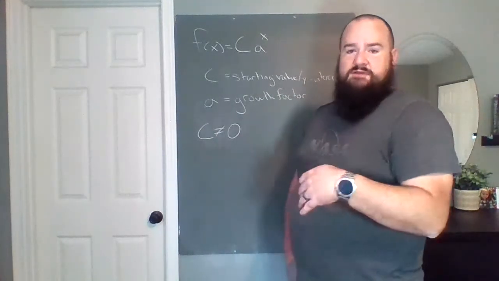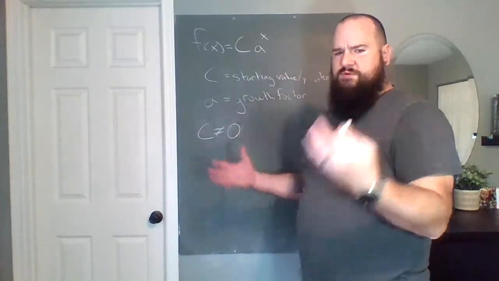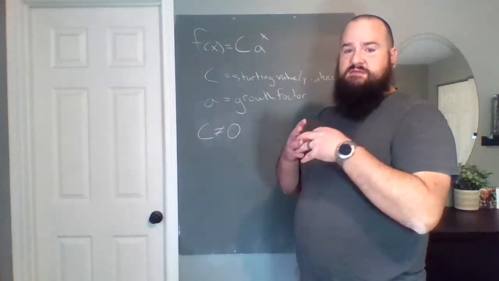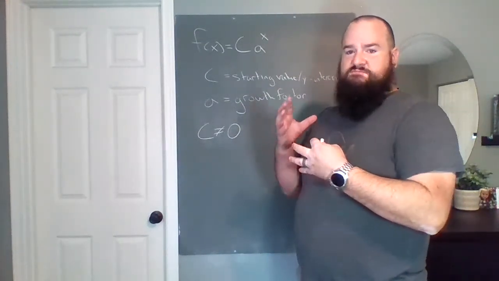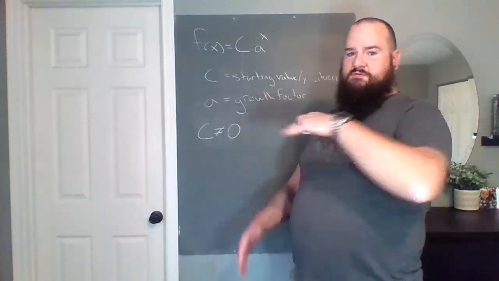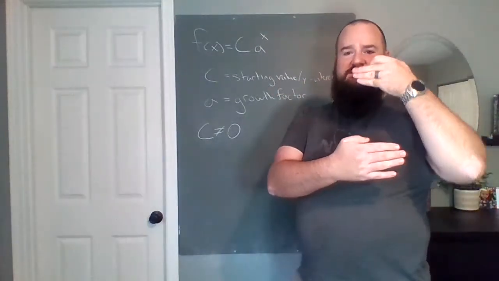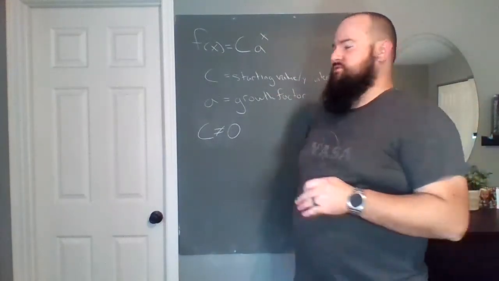Now c can be negative, and if it is, for pretty much the entire lesson, we're going to talk about c being positive. If c is negative, just flip everything. So in other words, instead of it going up like this, it goes down like that. Because all that c being negative does is give us a vertical reflection.